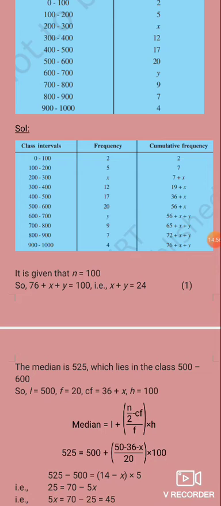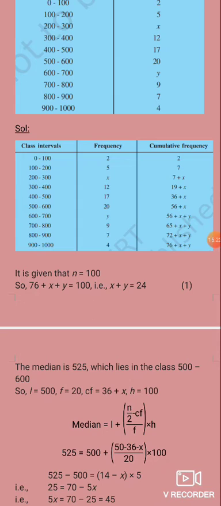Now the median is 525. So we need to select the median class. That median 525 lies between 500 to 600, so we consider that class as the median class. Now next, L is 500. Then f is the frequency, 20. Then n by 2 minus Cf.